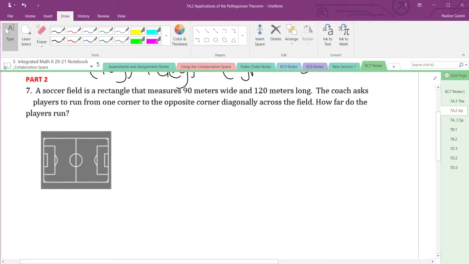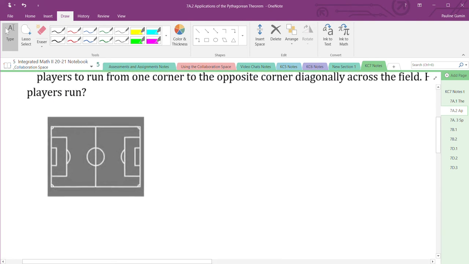Number 7, we have a soccer field, which is rectangular. It measures 90 wide and 120 meters long. The coach asks players to run from one corner to the opposite corner diagonally across the field. How far do the players run? Well, first, let's label the sides. This is 90 meters. This is 120 meters. And coach is asking them to run.